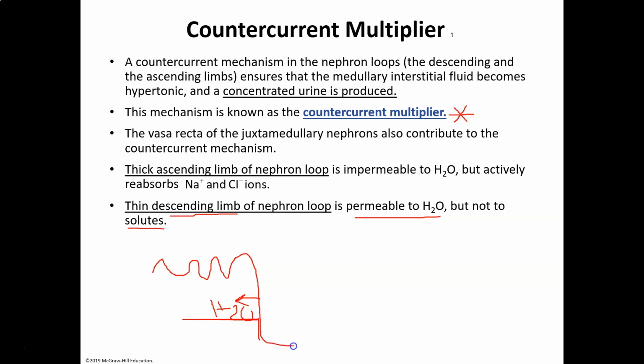And then it makes the turn, the big turn. It loops. Now it comes back up. Now this part is called the ascending limb. The ascending limb over here is the opposite. It is impermeable to water. Water cannot get out. Can't go in, can't get out. But it is permeable to sodium and chloride ions. That actually actively reabsorbs it. It pulls them in. Okay, so what does that all mean?